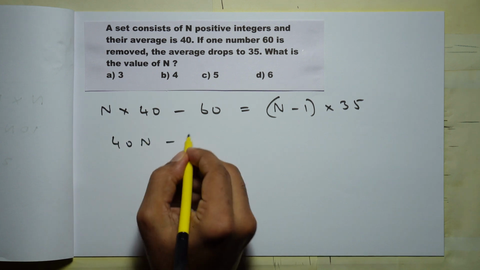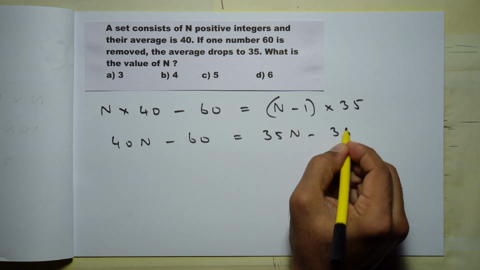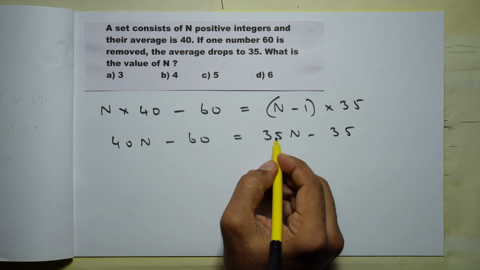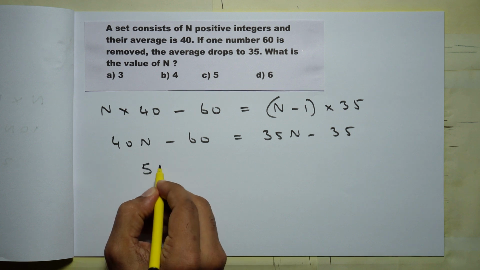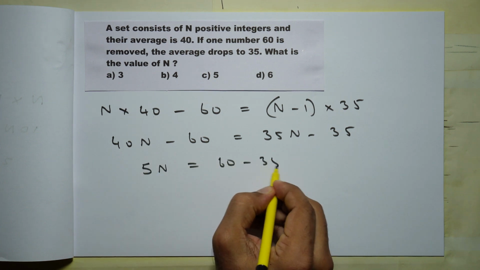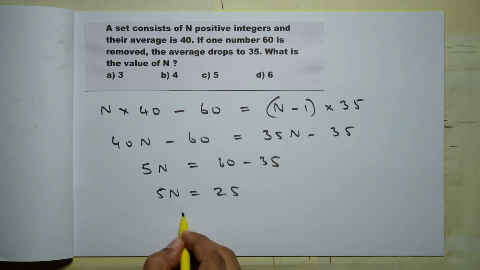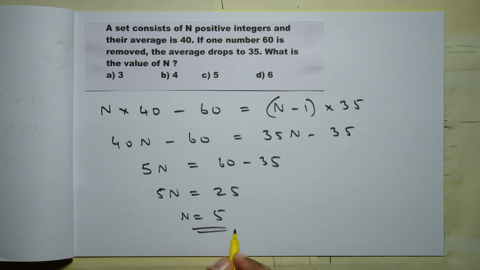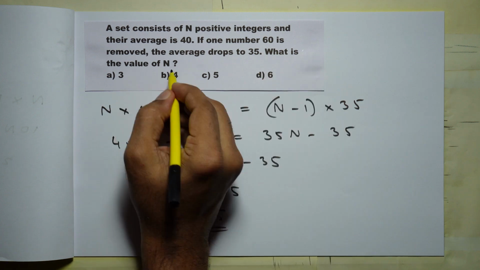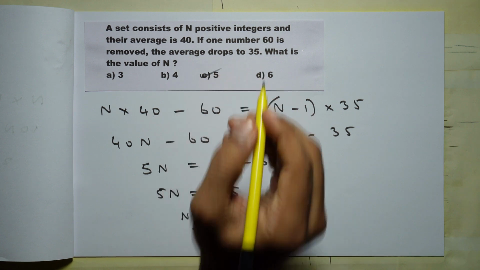So 40n minus 60 is equal to 35n minus 35. I'll bring 35n to this side. So you'll get 5n is equal to 60 minus 35. So 5n is equal to 25, or n is equal to 5. Now the question is, what is the value of n? n is equal to 5. So option C, 5.